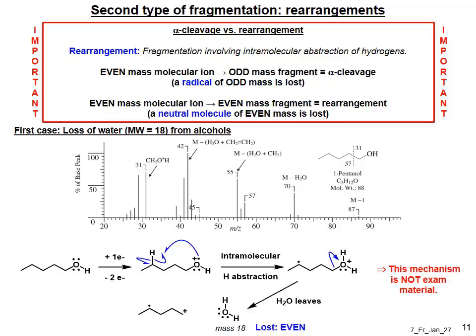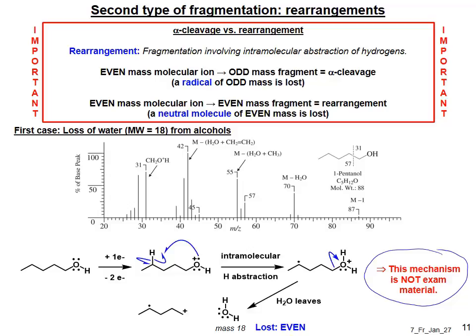Now, the first type of rearrangement fragmentation involves the loss of water from alcohols. It's a very, very common fragmentation, very, very common rearrangement. What you want to know is that first, you're not responsible for the mechanism that is at the bottom of this slide. We're going to look at it, but you do not have to remember it.